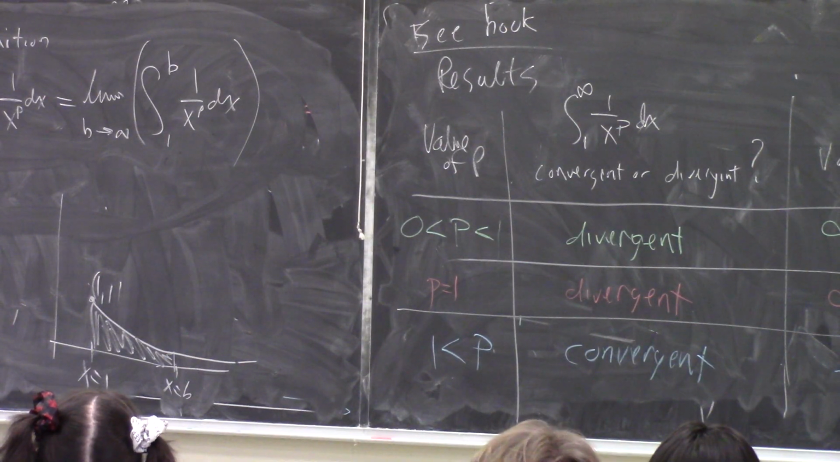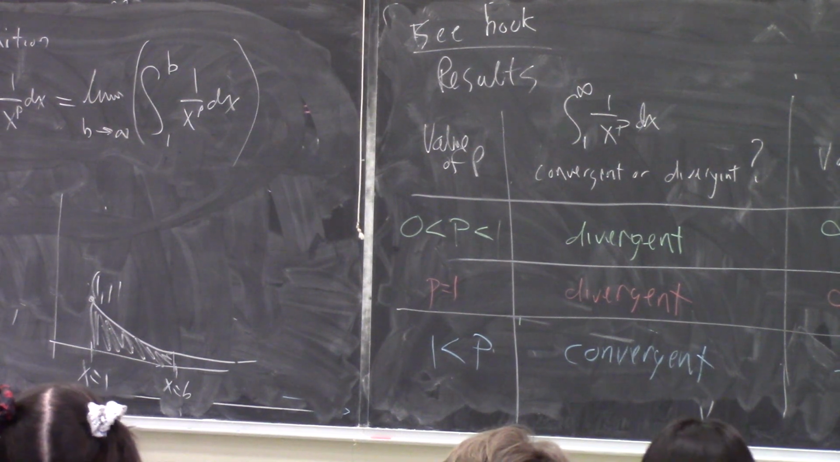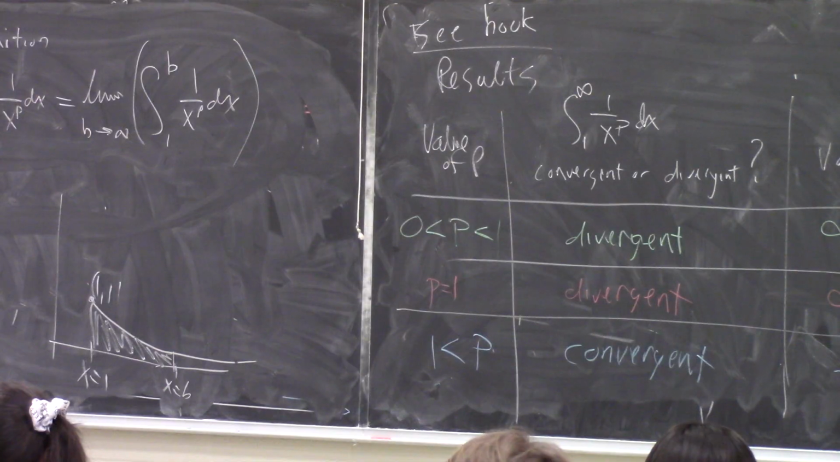So that was part 3, integrating 1 over x to the p from 1 to infinity. So again, that's presented in the book, and it's hard, and I can't dress that up.